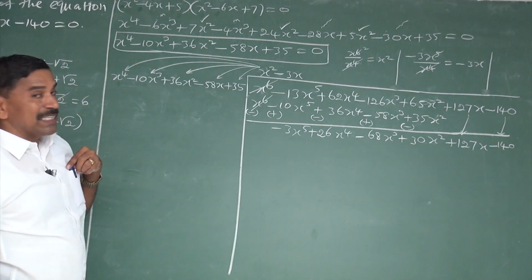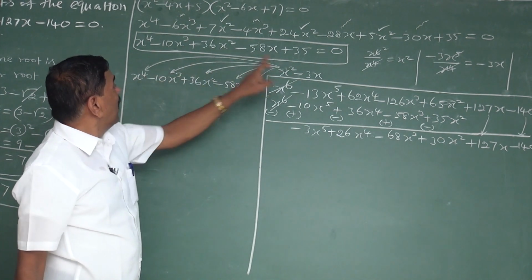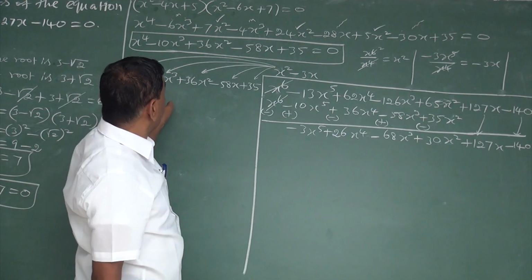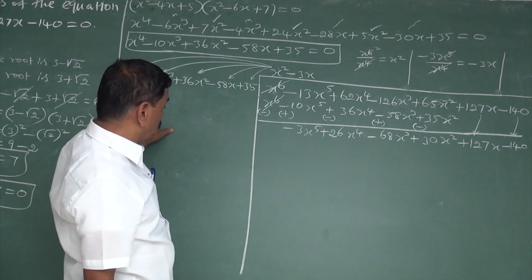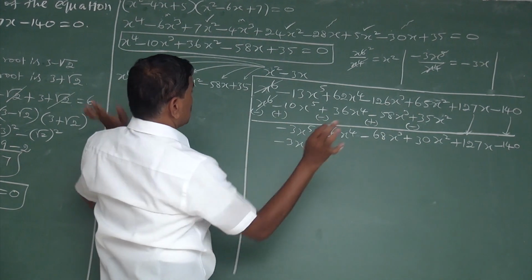Very good. Minus 3x power 5. Yes, your answer is correct. That is minus into plus minus, and 3x into x power 4. x into x power 4 equal to x power 5. So, minus 3x power 5, first term.